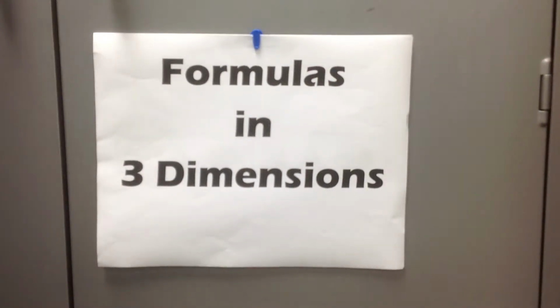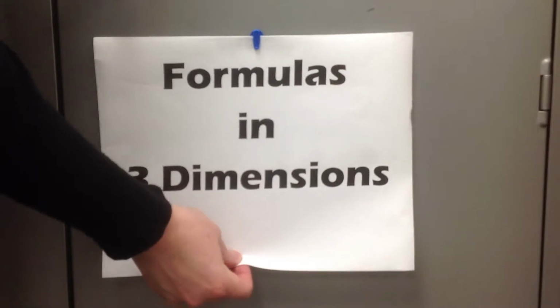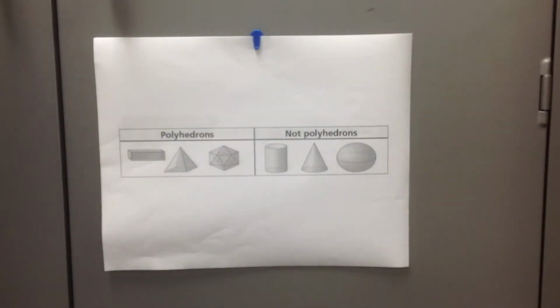Today we are talking about formulas that you can use with three-dimensional shapes. First, we need to identify what is a polyhedron and what is not a polyhedron. A polyhedron is formed by four or more polygons that intersect only at their edges. Prisms and pyramids are polyhedrons because they are made up of polygons. But cylinders and cones and spheres are not polyhedrons because they are not made up of polygons.